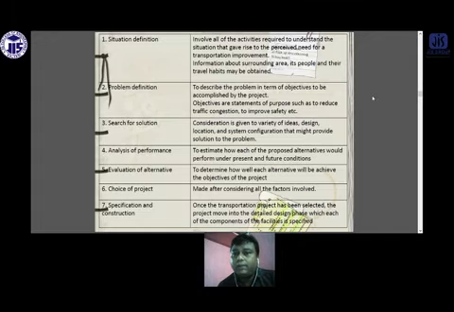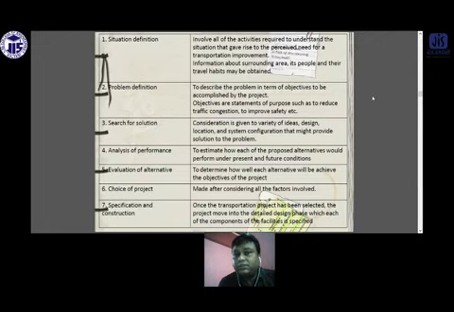Situation definition involves all the activities required to understand the situation that gives rise to the perceived need for a transportation improvement. Information about the surrounding area, its people, and their travel habits may be obtained. So basically it is an informative session, as I once mentioned a term, the reconnaissance survey.